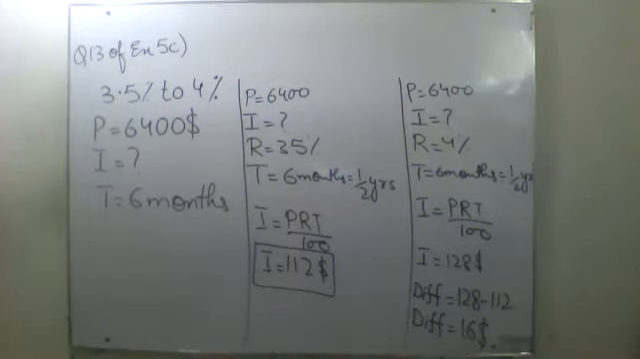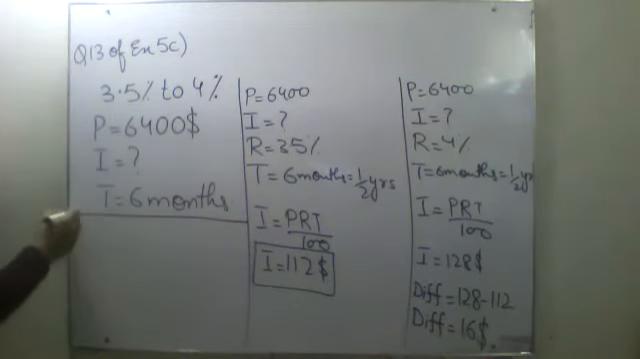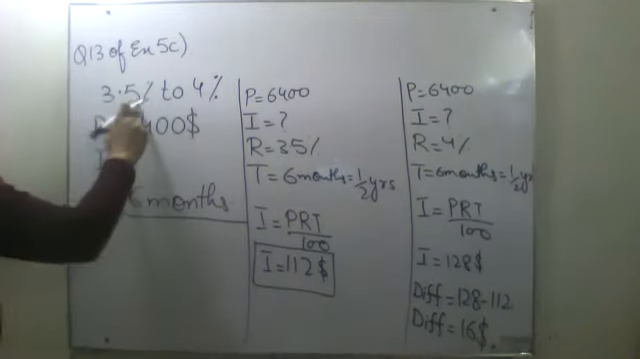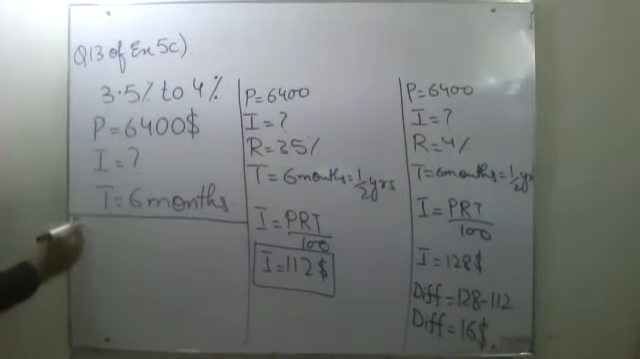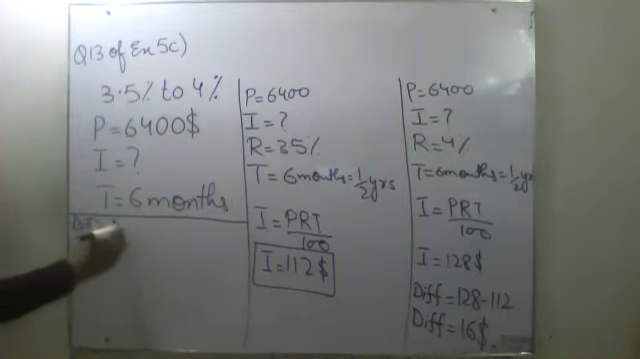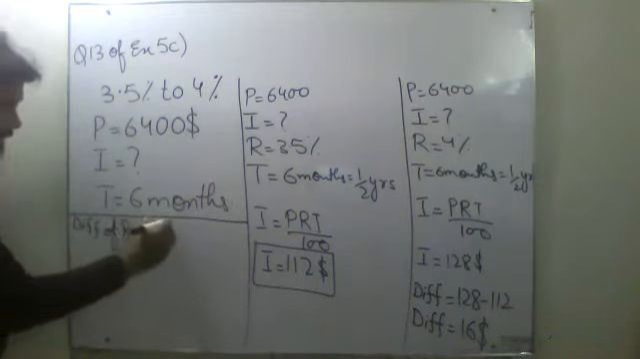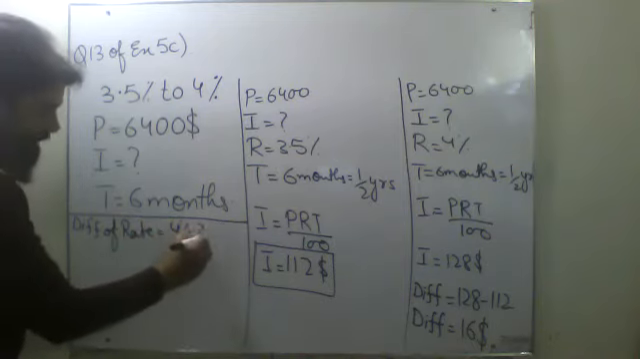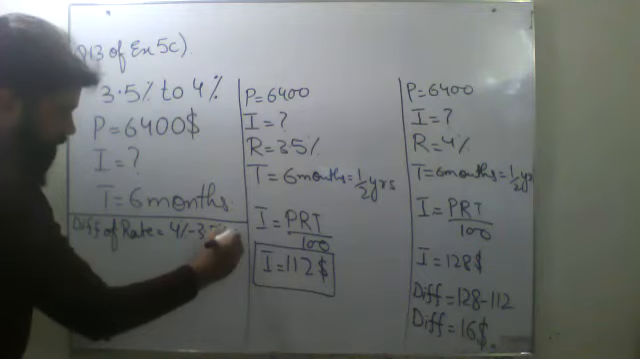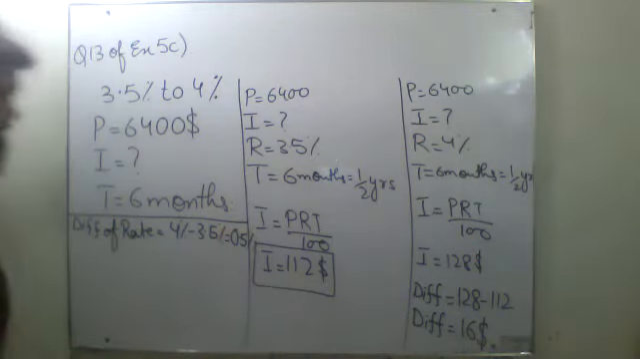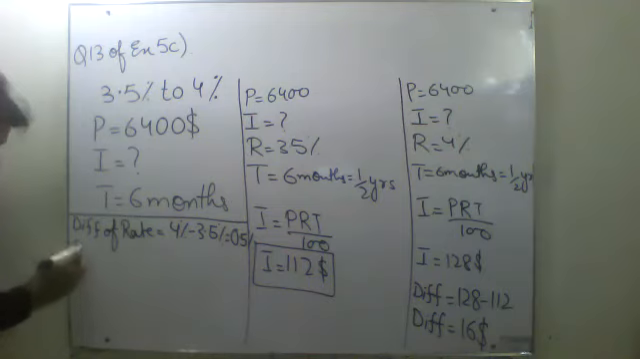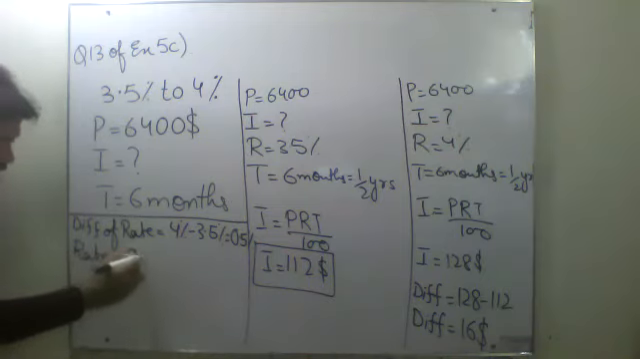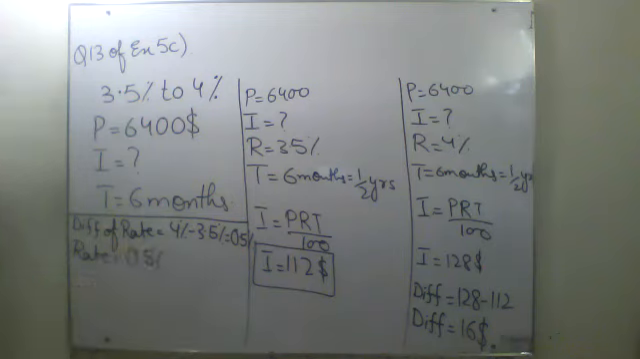Now there is another way. What is the other way? The other way is that in the start I am going to take the difference between these two. Difference of rate. What is the difference of rate I have got? So 4% minus 3.5% equals to 0.5%. Okay, so I have got a difference of 0.5% rate.